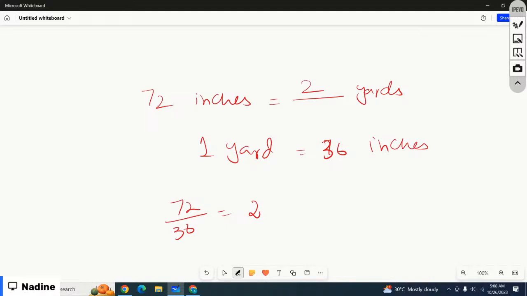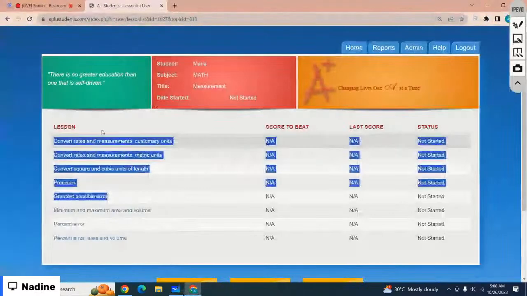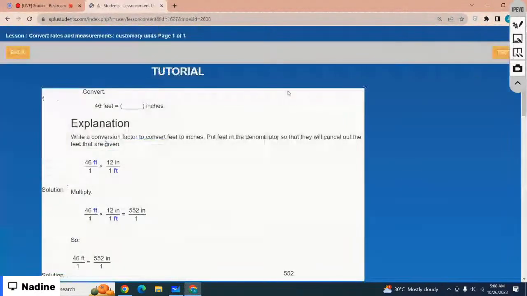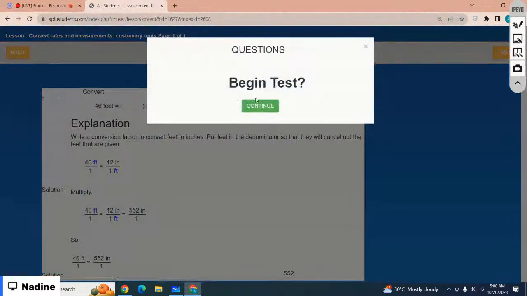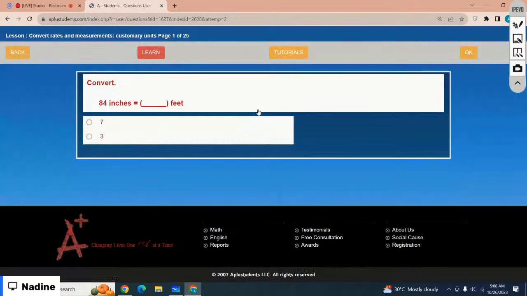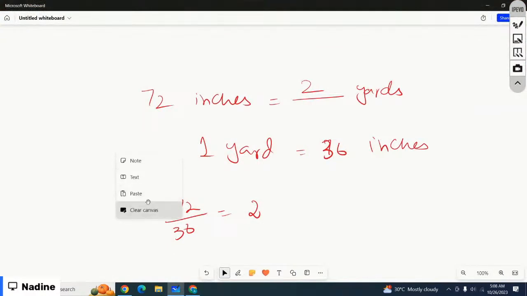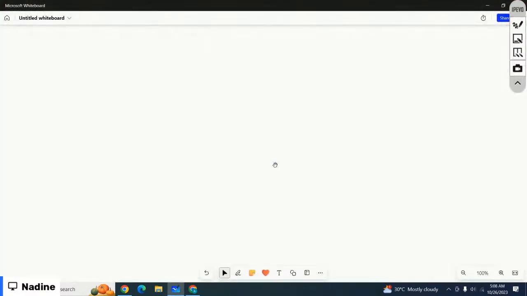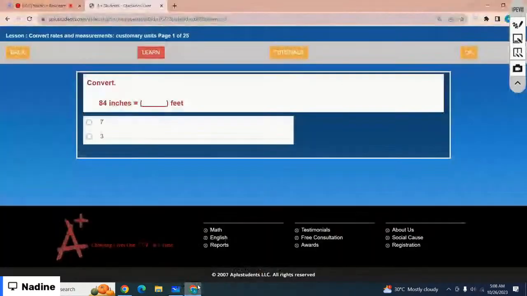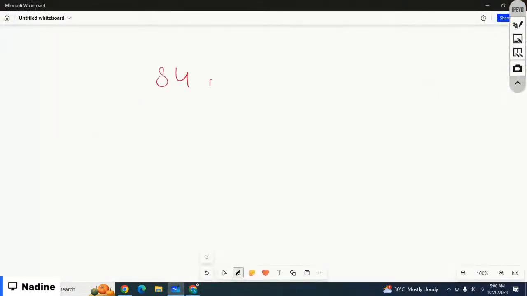Okay, let's start with the test questions. The first one is 84 inches to feet. You have to convert 84 inches to feet, right? First we're going to see how many inches there are in 1 foot. So 1 foot equals, how many inches are there in 1 foot?